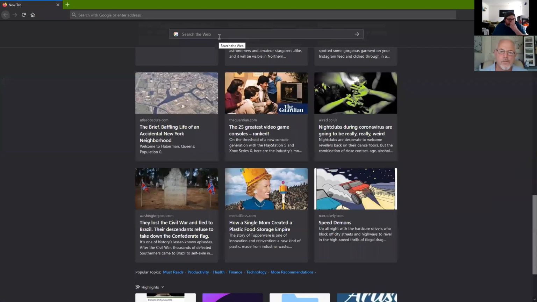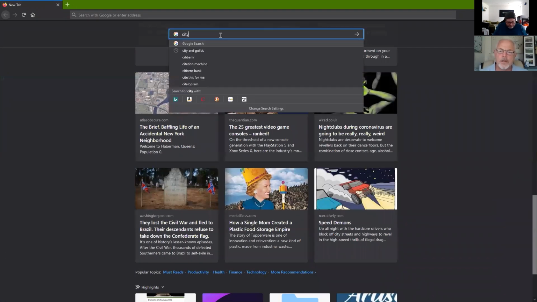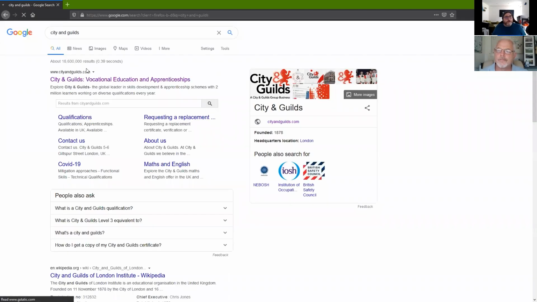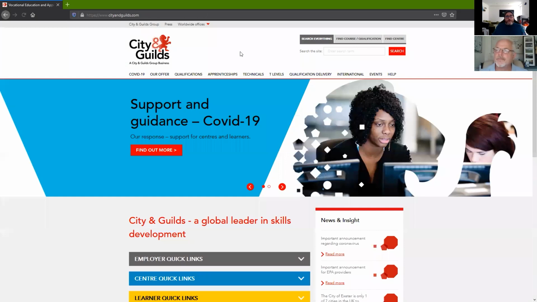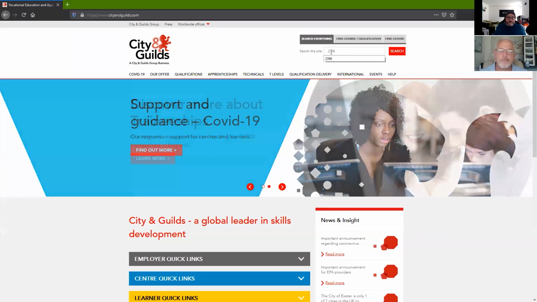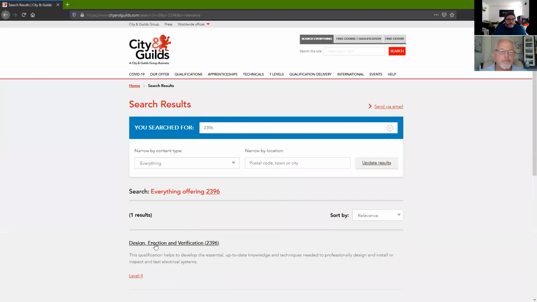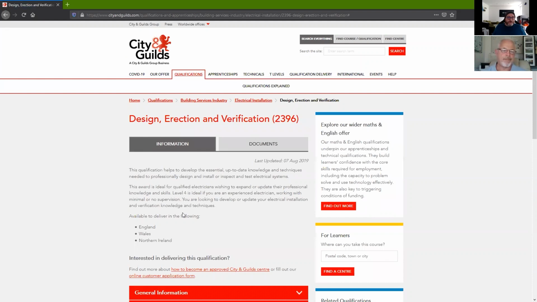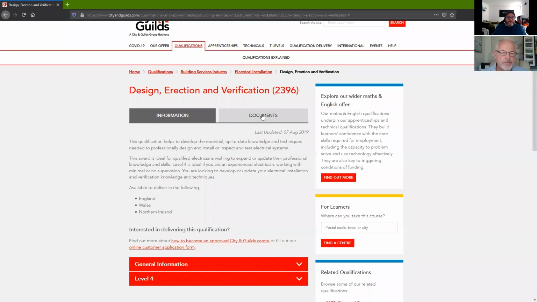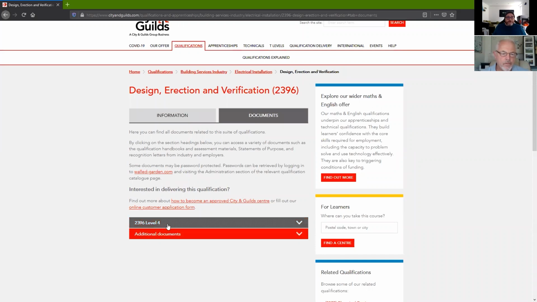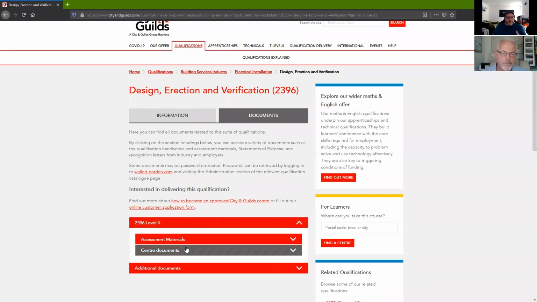All right, so if we were to go to the City and Guilds site, anyone can do this. Go here, search the site, hit 2396, and in there, you see the design and verification. So if you think about doing the course, this is all public access information. In here, there's an information tab, which is good information, and then there's documents there as well. And then you've got additional documents, level 4 documents, and you've got assessment materials, centre documents. Now, obviously, the specific centre assessment data you can't access here, but you can access, I think, the drawing.